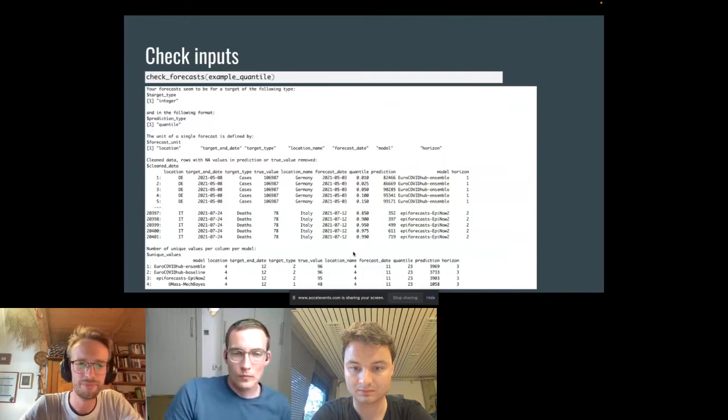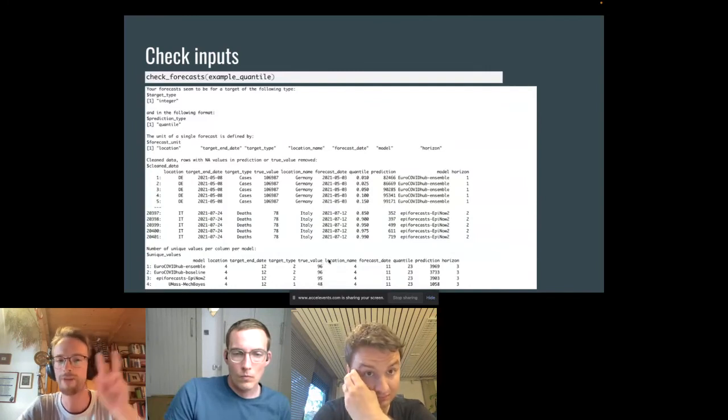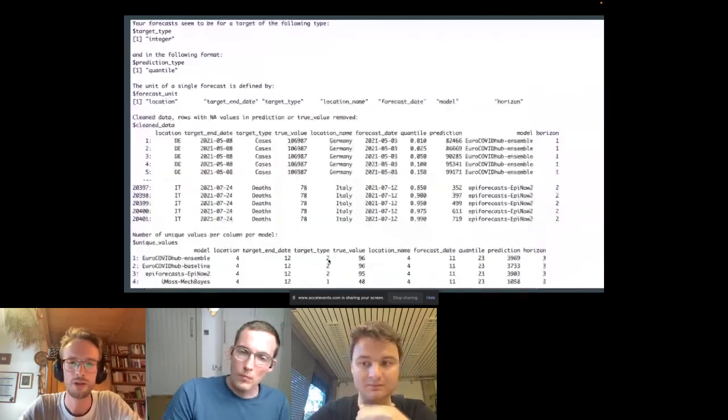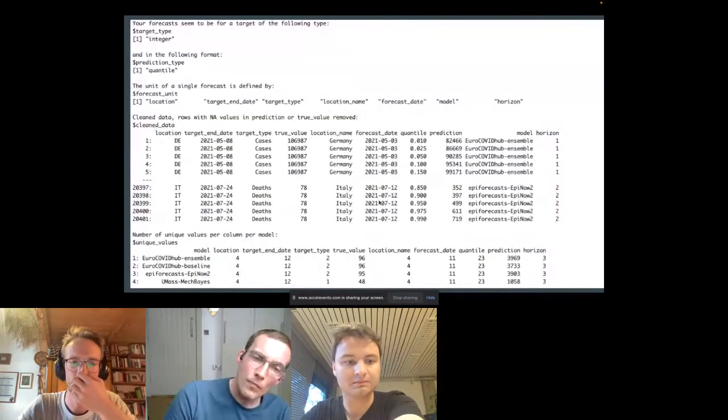And for example, these models differ in the target types that they have. So not all models have 2 target types. And they also differ in the number of true values, so the observations. Yeah, I made it a little bit bigger so you can see.